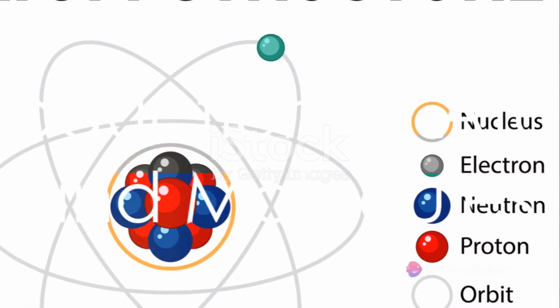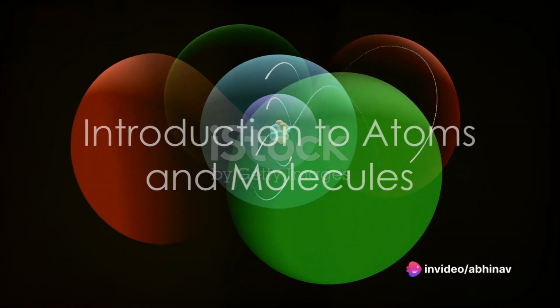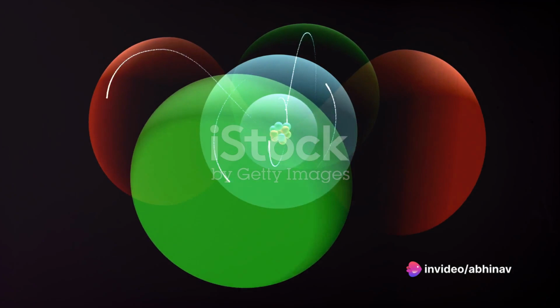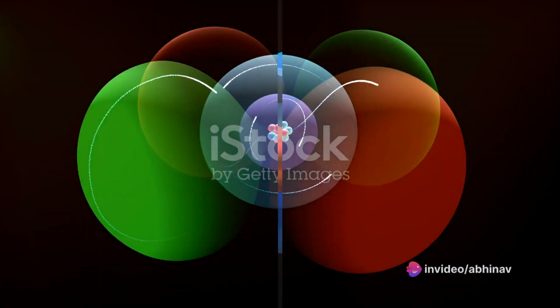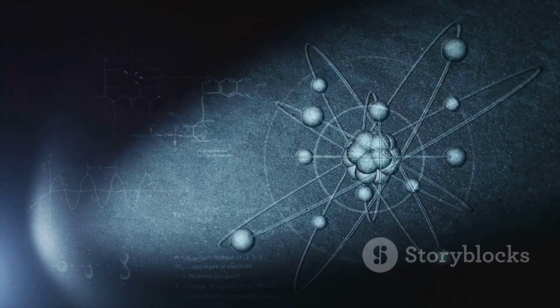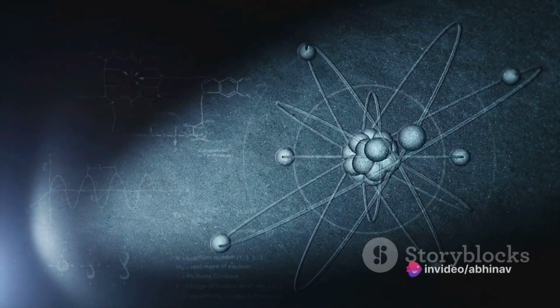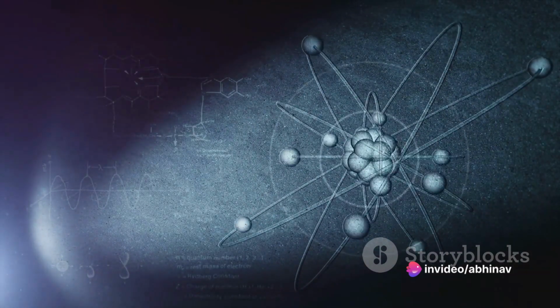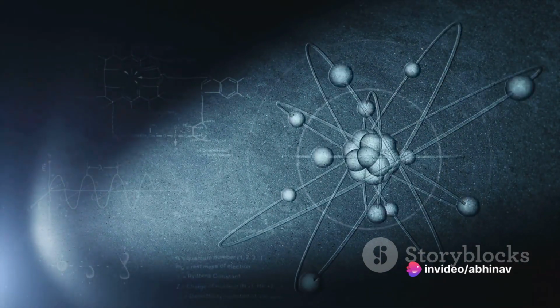Have you ever wondered what everything in the universe is made up of? Well, it all comes down to two fundamental building blocks, atoms and molecules. Diving in, atoms are the smallest units of an element that retain the chemical properties of that element. Think about hydrogen, for example. It's made up of hydrogen atoms, and oxygen is made up of oxygen atoms.